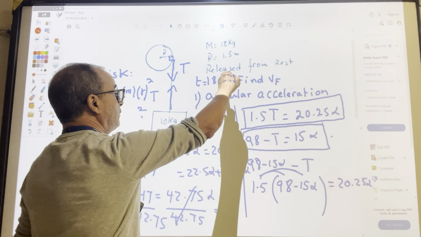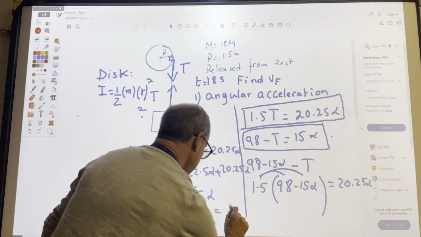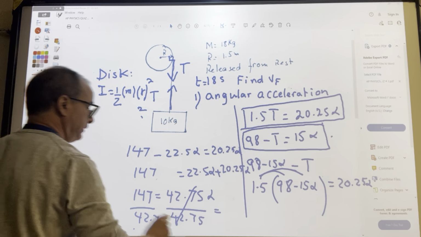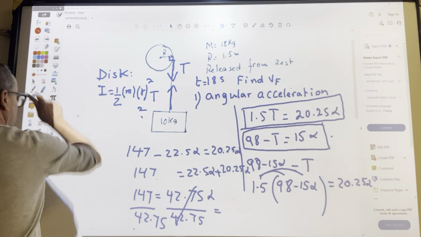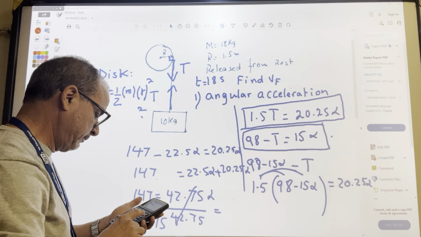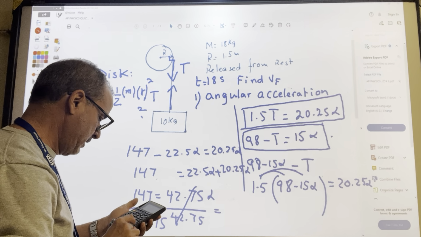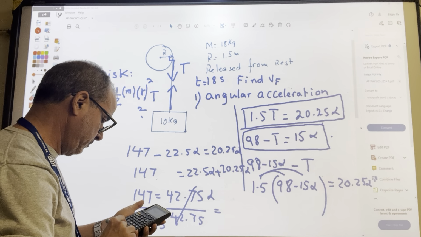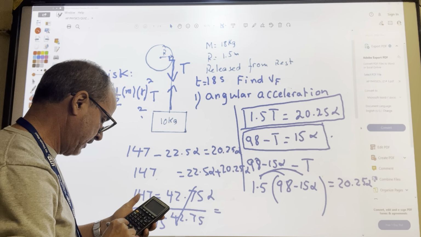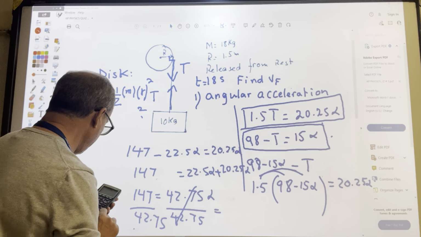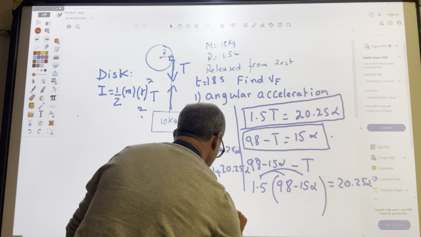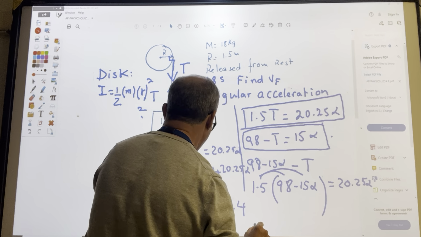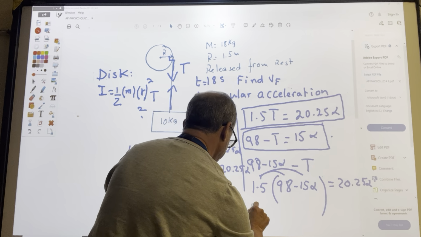That's the first question, by the way, angular acceleration. So alpha is going to be, all right, divide that, you get 147, divide by 42.75, and then I get 3.43. Actually 3.44 because we're going to round it. And this is going to be radian per second squared.